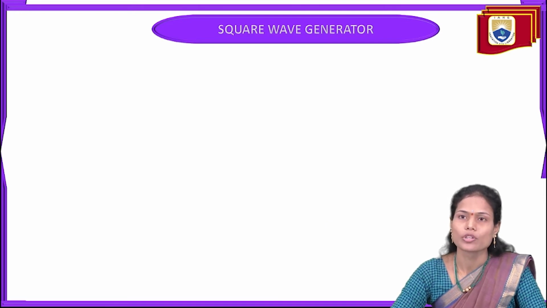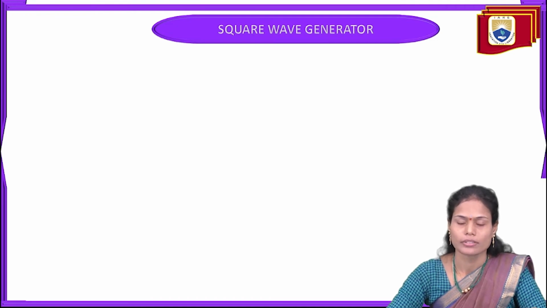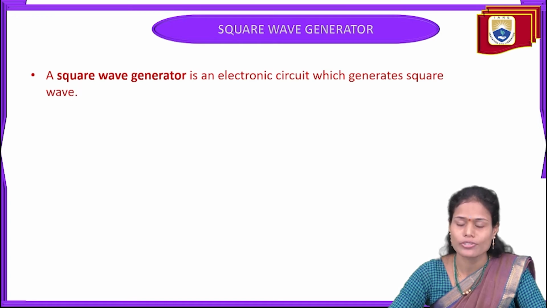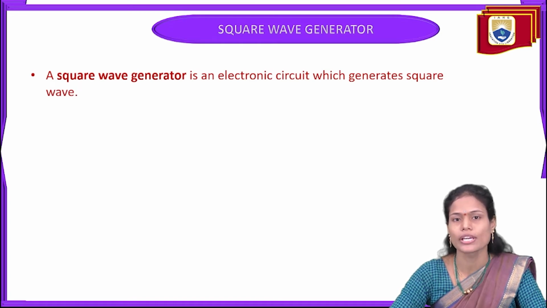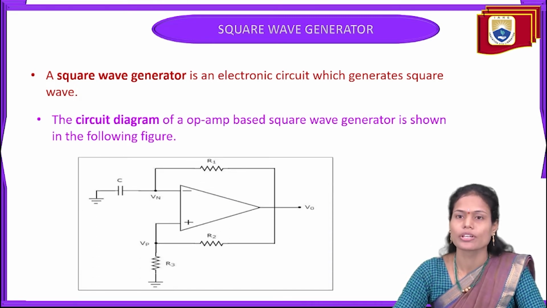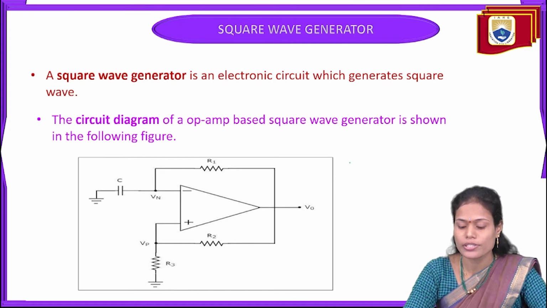So the next application of the operational amplifier is the square wave generator. The operation we discussed in the case of the comparator is what we are going to utilize in the square wave generator. What is meant by a square wave generator? It is an electronic circuit which is used to generate a square wave as the output. The circuit diagram of this square wave generator I am showing here. In this particular circuit, I am going to utilize both the positive feedback as well as the negative feedback.